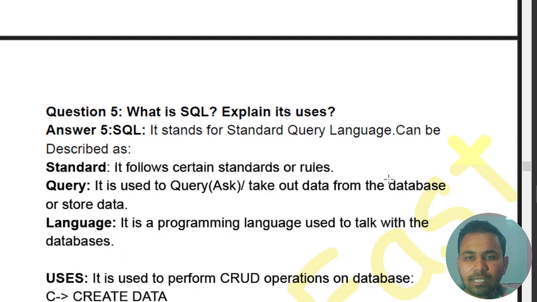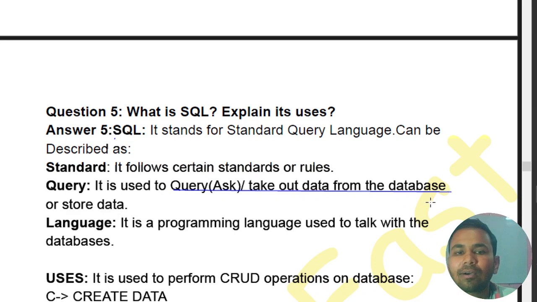Question number 5. What is SQL? Explain its uses. SQL stands for Structured Query Language. Three categories I have drawn here of SQL. Taking the first word, we have standard. It follows certain standards or rules. S stands for standard, meaning certain rules are followed in this language. Q stands for query. It is used to query, or ask, or take out some data from the database. It is a query language.